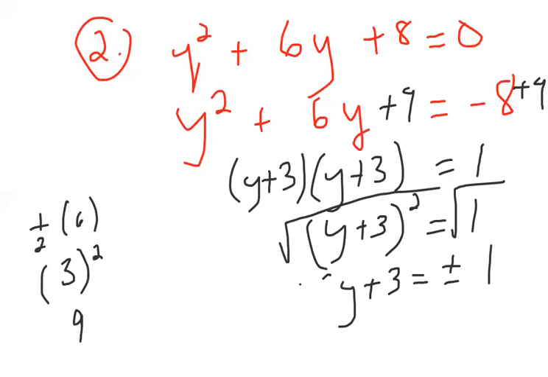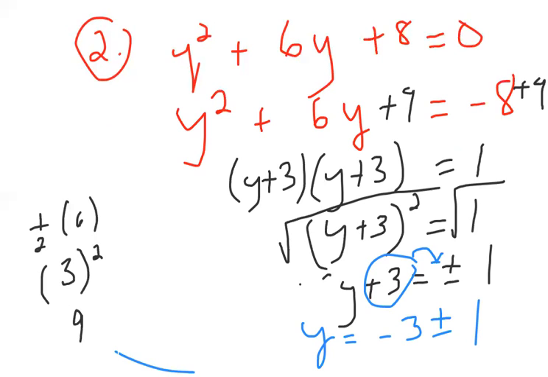So now we're going to go ahead and subtract the 3 from both sides, or just move it over. So this will become y equals -3 plus or minus 1. You cannot leave it like that. You're going to get 2 exact values. So you're going to find the sum, -3 plus 1, which is -2. Then find the difference, -3 minus 1, which is -4. So there's your 2 exact values, just like that, guys.